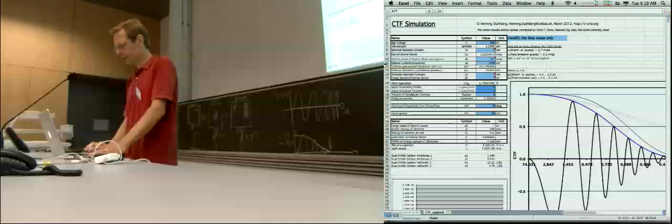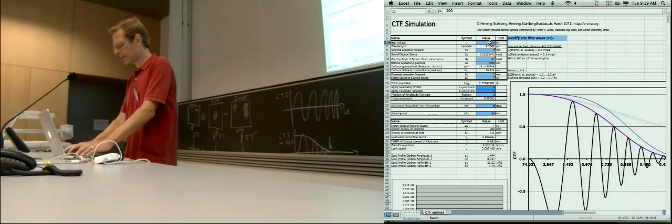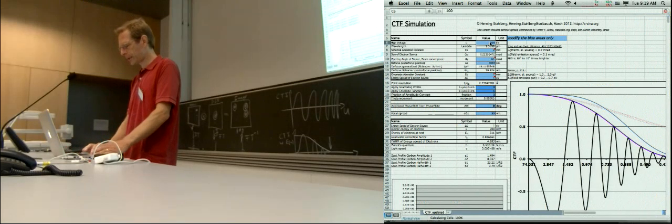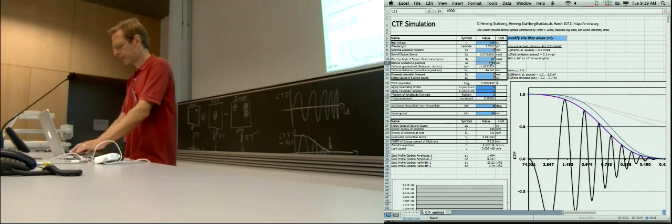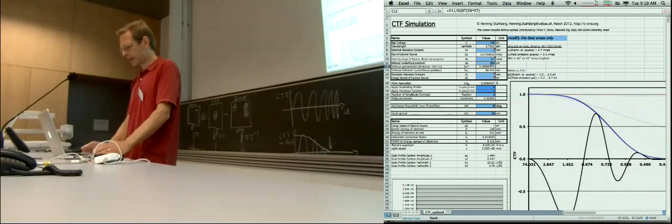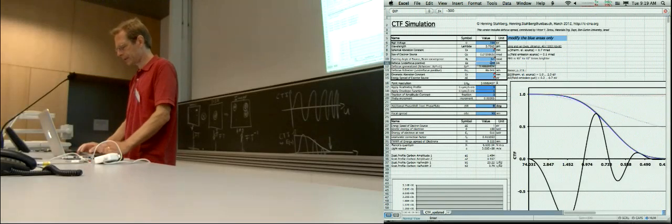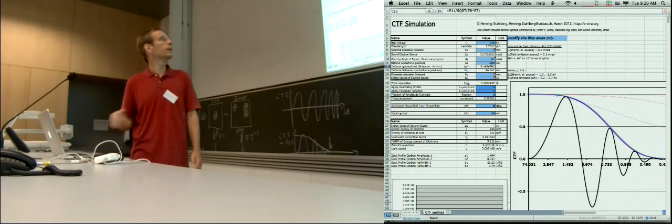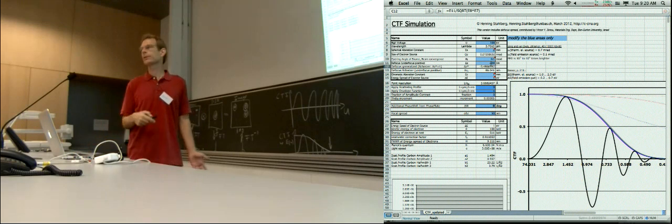It's very simple. You just say, okay, we have a 100 kilovolt microscope, and we put it to 300 nanometer defocus. Let's say under focus, so minus 300 nanometer defocus. So, and then this is the contrast transfer function that you would expect.